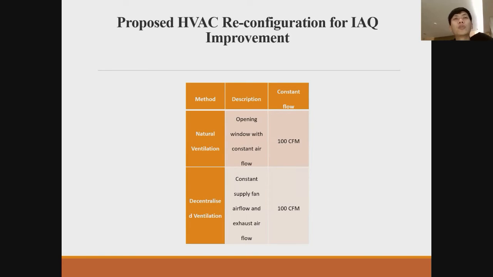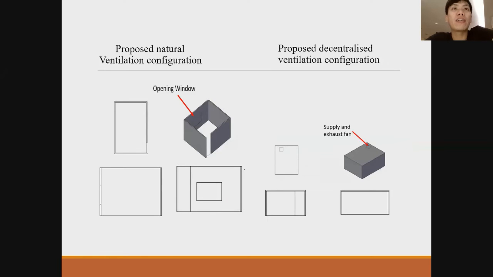After that, I am going to propose the HVAC reconfiguration for IAQ improvement, which is natural ventilation with opening windows and decentralized ventilation with supply and exhaust. These two diagrams are the proposed natural ventilation configuration, which is the opening window, and the decentralized ventilation configuration with supply and exhaust fans.